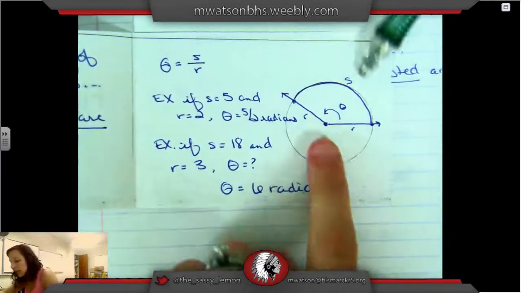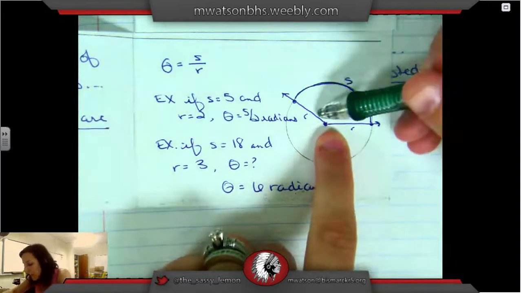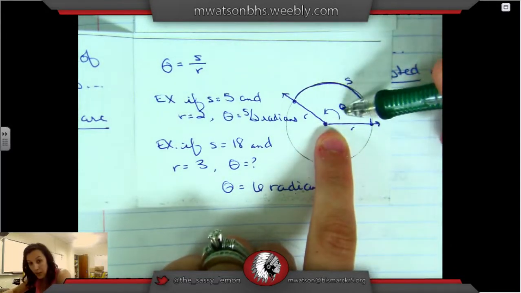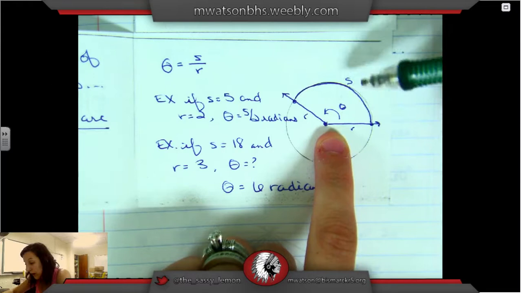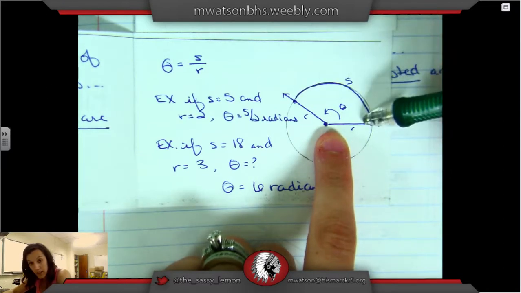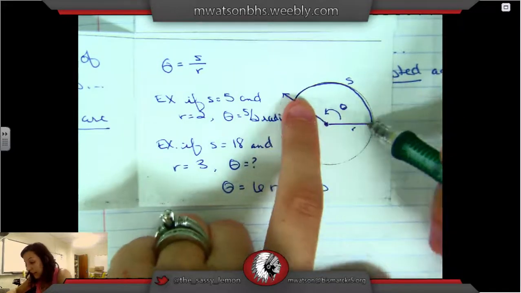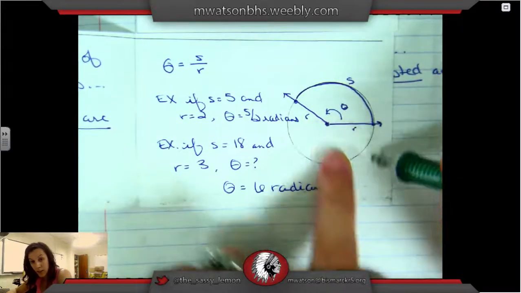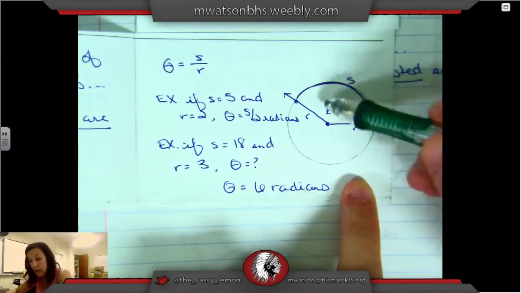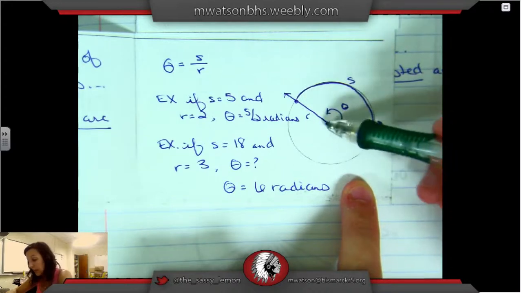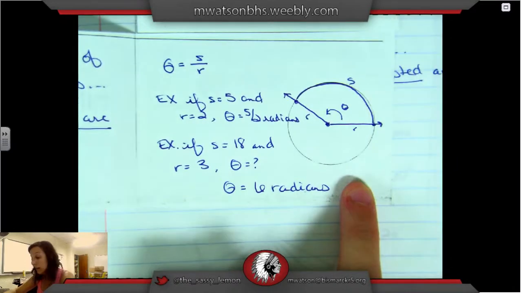So if you look at this picture, the amount of radians in this angle is equal to however long s is. That's an intercepted arc. See how the angle hits it and cuts it off from the rest of the circle? And then obviously the radius length is from the center of the circle to the outside.